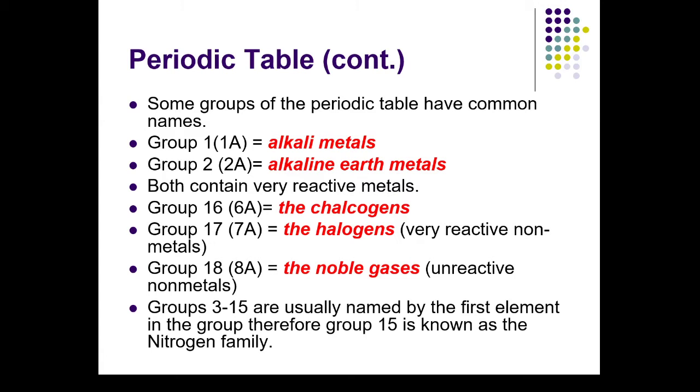Every group had a name at one point in time, but if there is no common name used anymore, we just call it the family of. So group 15, if you have a periodic table open and are looking, nitrogen's at the top, we call it the nitrogen family. Group 14, carbon's at the top, carbon family. Group 13, boron's on top, boron family, and so on.